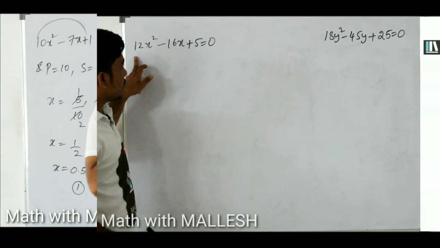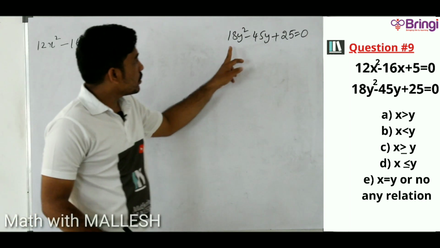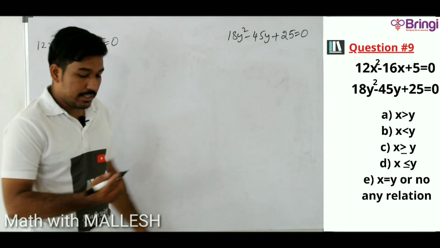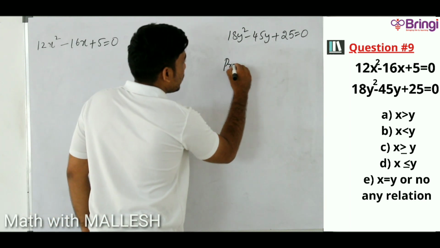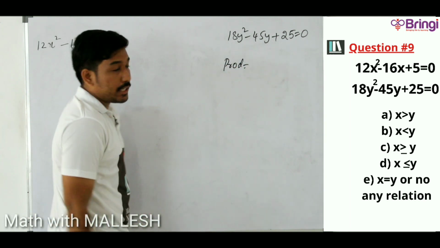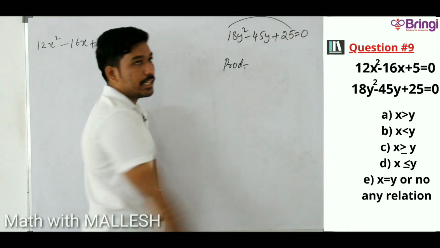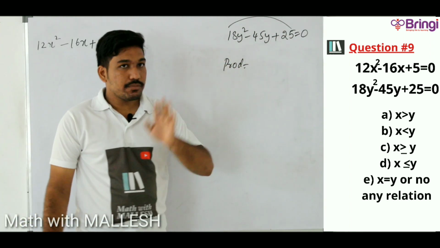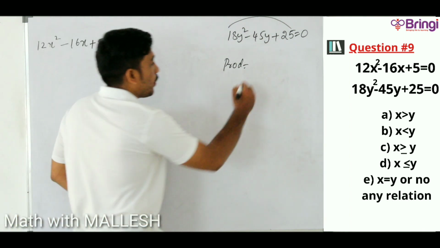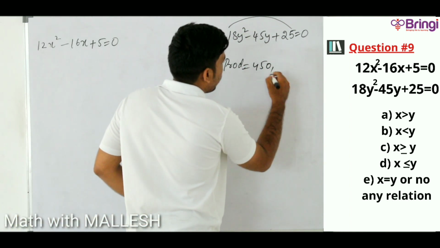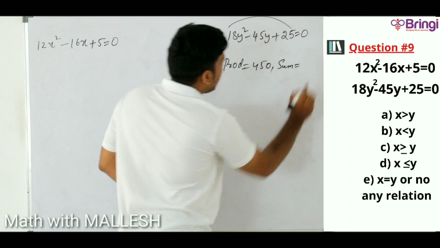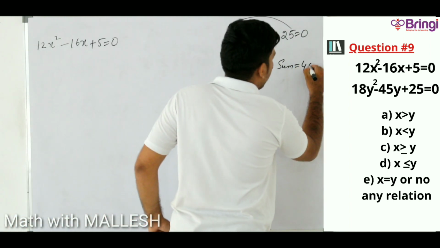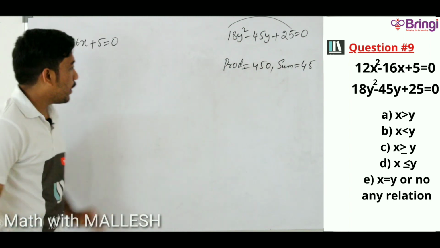And moving on to x square minus 16x plus 5 is equal to 0, 18y square minus 45y plus 25 is equal to 0. First thing, product. What is the product? 18 25s. 25 20s are 500, remove 50. So the product is equal to 450. And what is the sum value? Here negative 45 is there. What we have to take? Positive 45. This point clear.